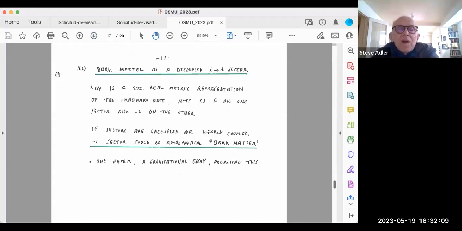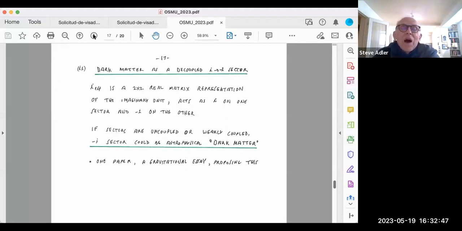Okay, the second thing: in my book, I remark that there's an i sector, which I'm assuming is quantum theory, but there's also a minus i sector, because i effective is a 2x2 real matrix representation of the imaginary unit. So it acts as i on one sector and minus i on the other. And if the sectors are uncoupled or only weakly coupled, the minus i sector could be the astrophysical dark matter. And I wrote only one paper on this. It's a gravitational essay that was published, with many other honorable mentions, in the gravitational essay competition. I still hold out some hope for this idea.